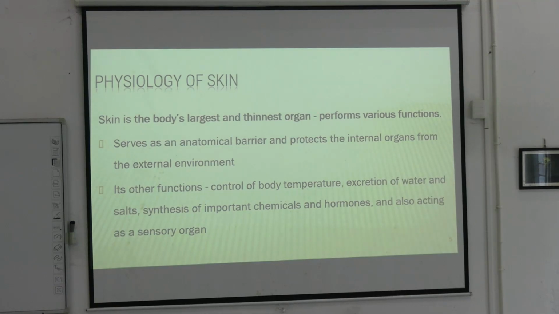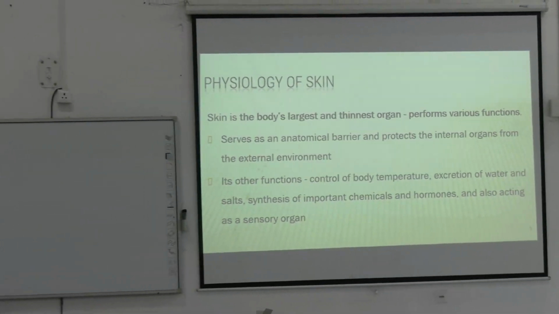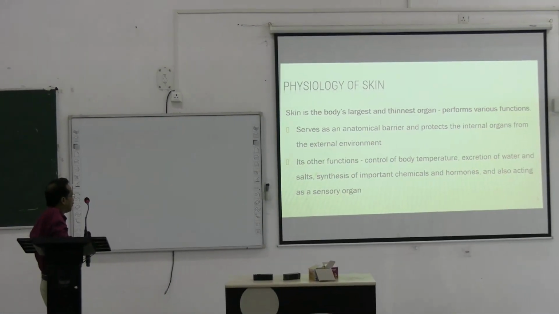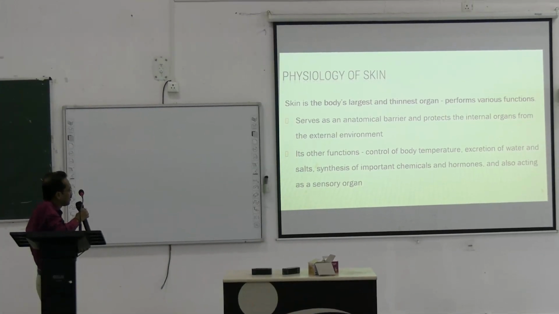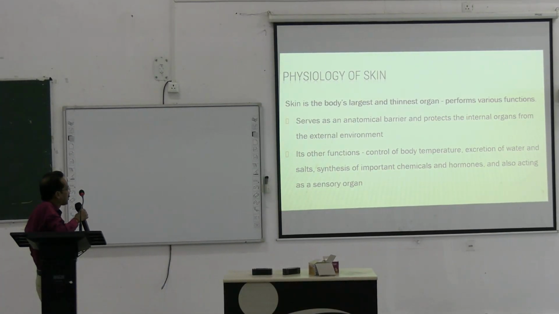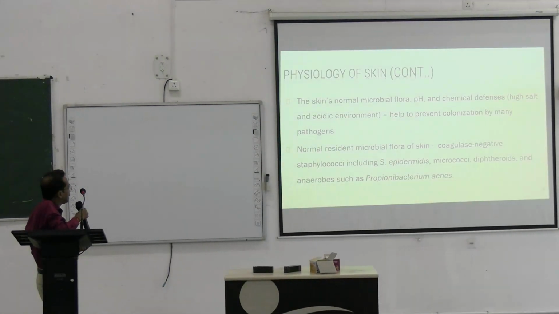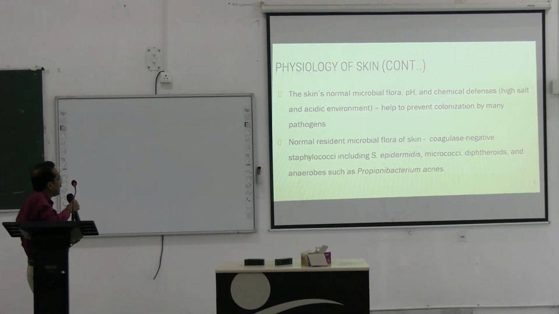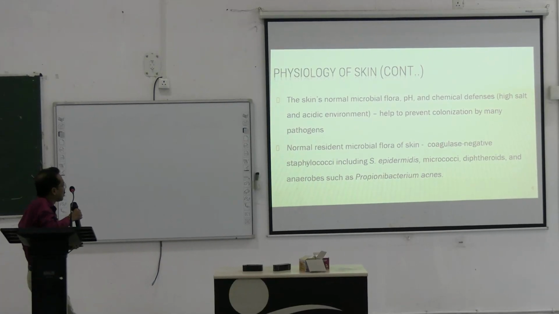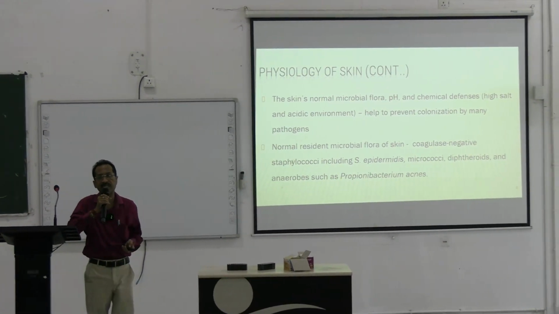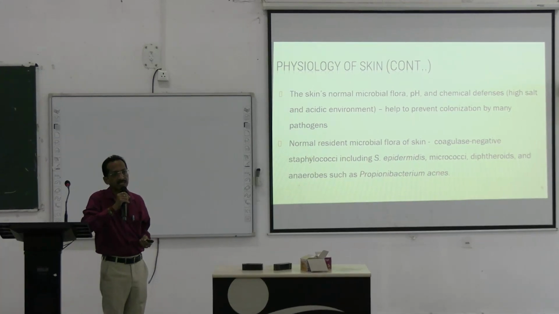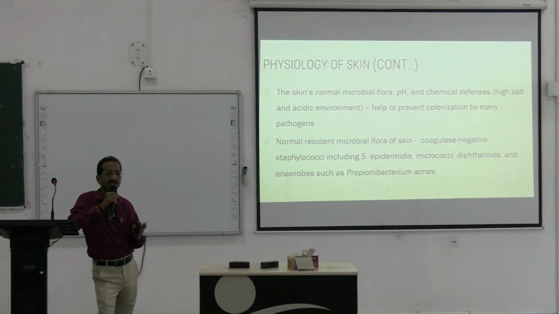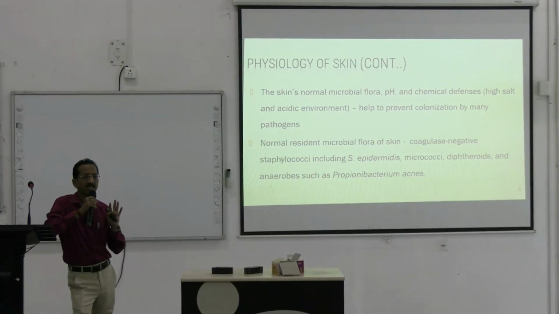Skin is the largest and thinnest organ, serves as an anatomical barrier and protects the internal organs from the external environment. What are the functions? Body temperature maintenance, excretion of water and salt, synthesis of important chemicals, acting as a sensory organ. Normal microbial flora, pH. So what are the normal microbial flora the skin has? Why skin disinfection is very important while collecting the sample.